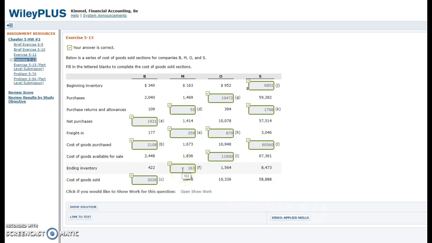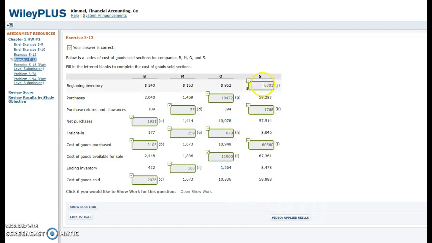Same thing with ending inventory. You know your cost of goods available for sale and you know your cost of goods sold. So you subtract those and it will tell you what your ending inventory was. Basically do the same thing on this column as well. You just got to work through it.